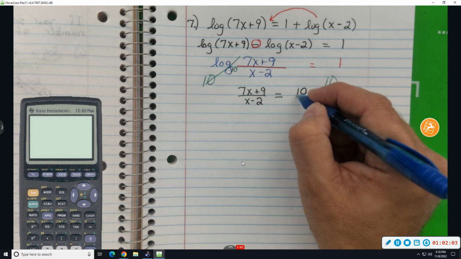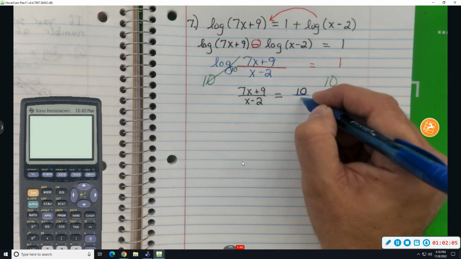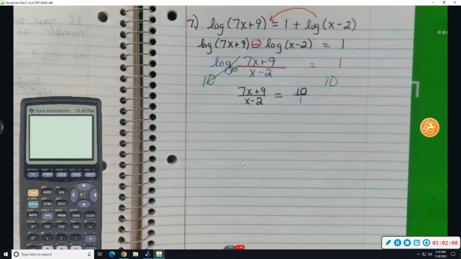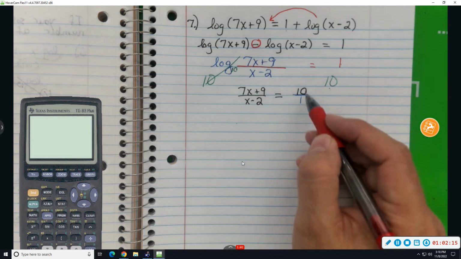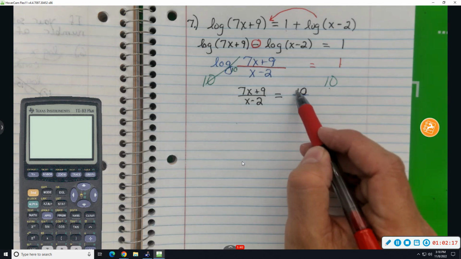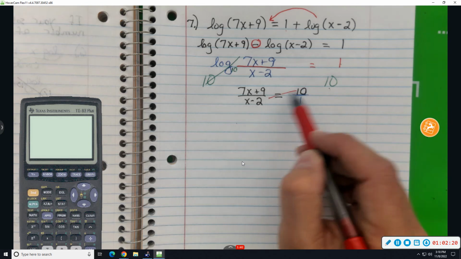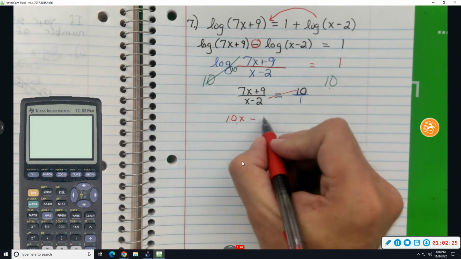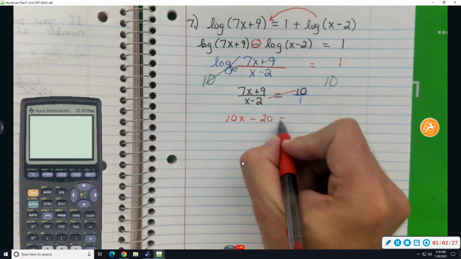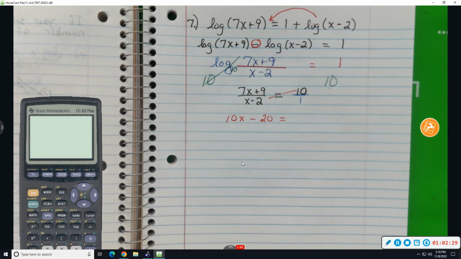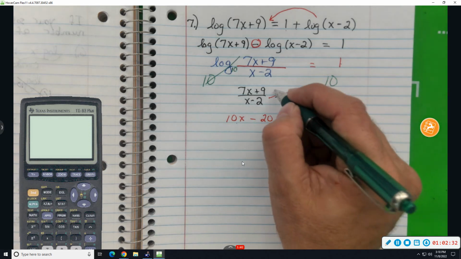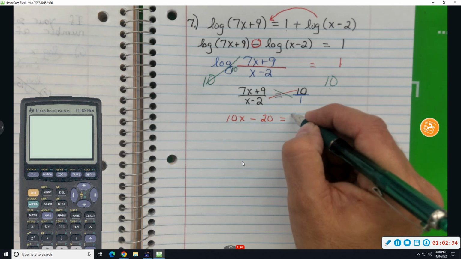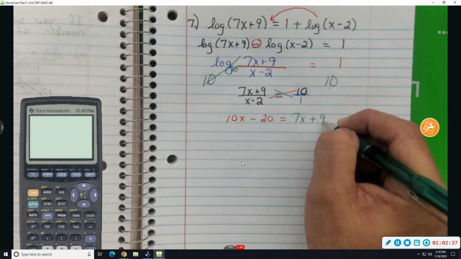And we're not going to have to do any factoring here. This is just what we called a rational equation way back at the beginning of the semester. I wrote it as over 1 because I'm about to cross multiply. We'd have 10x minus 20 equals, what's on the other side? 7x plus 9 times 1, just 7x plus 9.